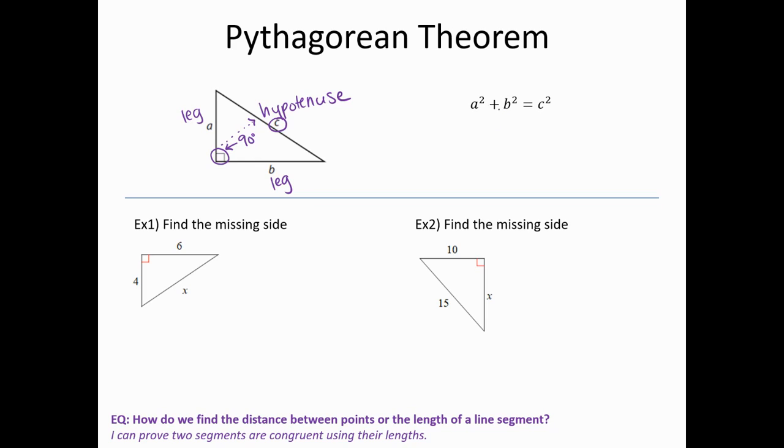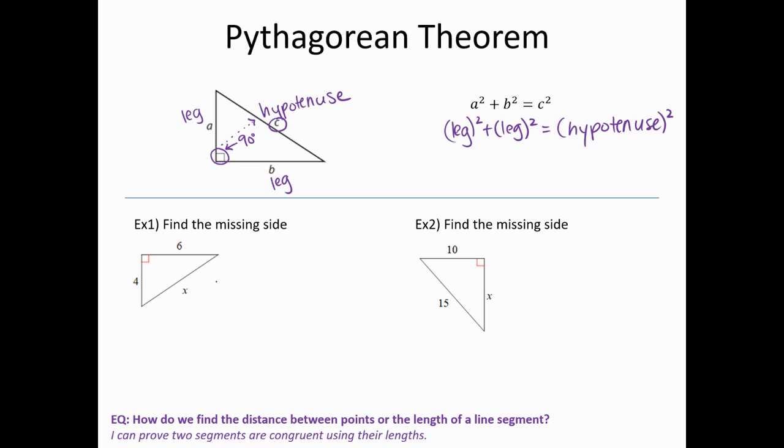And so what we have in Pythagorean theorem is one leg, the length of that leg is squared, plus the other leg, that length is squared, equals the hypotenuse squared. Okay, so a squared plus b squared equals c squared. We will need that today. All right, so we're going to do just two quick examples.